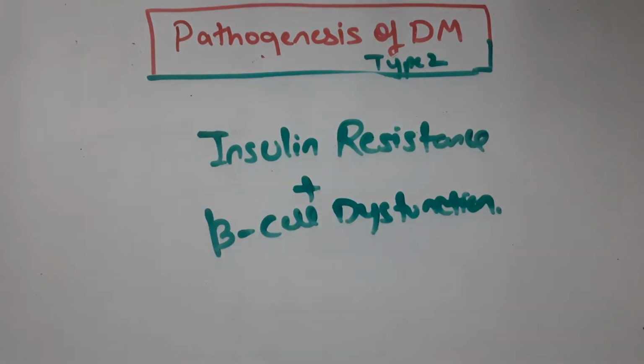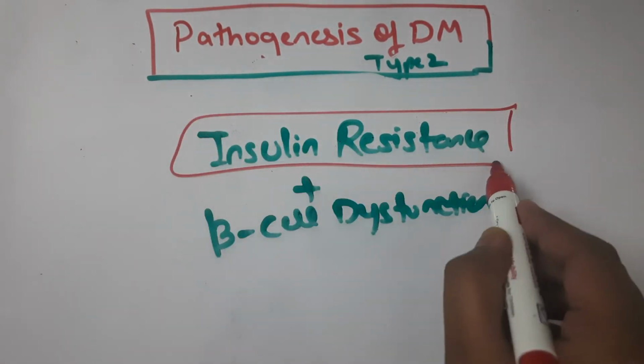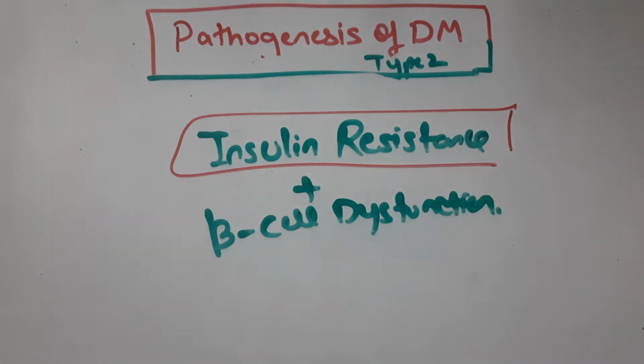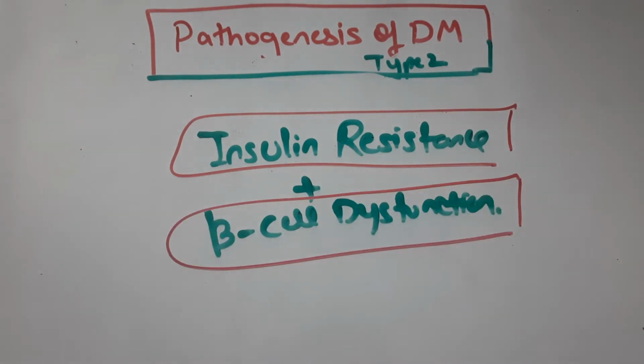There are two metabolic defects in the pathogenesis of type 2 diabetes mellitus. The first one is the insulin resistance, that is, peripheral tissue shows decreased response to the insulin. The second defect is the beta cell dysfunction. Okay, so it manifests as inadequate insulin secretion in face of insulin resistance and hyperglycemia. तो ग्लूकोज जितना है उतना इंसुलिन सिक्रेशन नहीं हो रहा है. That is beta cell dysfunction.